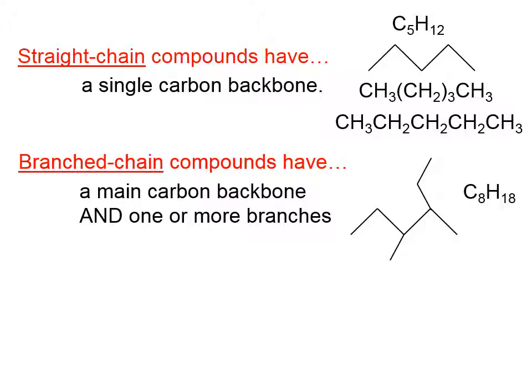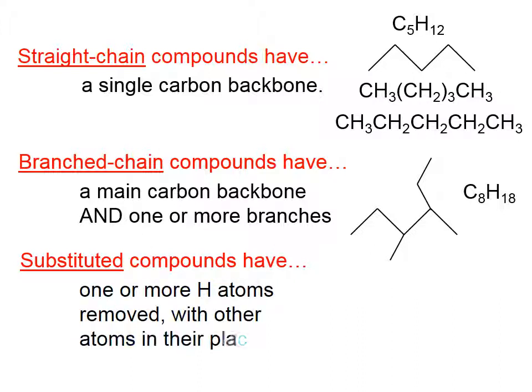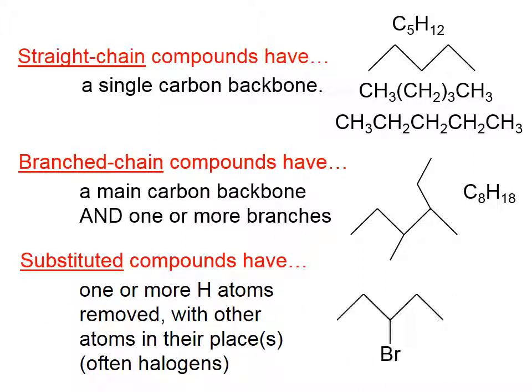Again, we don't draw the dots whenever we write this shorthand notation, but I put them in there so that you can start to understand what you're looking at. Substituted compounds, as the term would suggest, have one or more hydrogen atoms removed with other atoms in their place or places. Often substituted compounds have halogens. There are other substituent groups, as they're called.